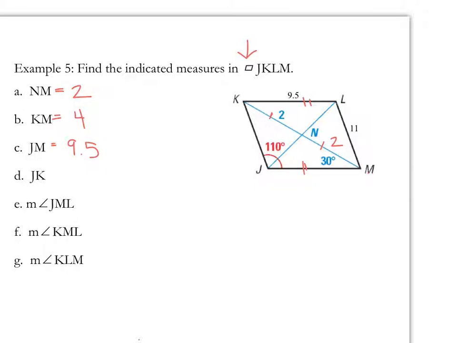And then it says JK. Well, opposite sides are congruent, so that would be 11. The measure of JML, JM to L. So this is our angle that we want to find. This whole angle, well, consecutive angles are supplementary. So 110 plus x gives me 180. So x would give me 70.